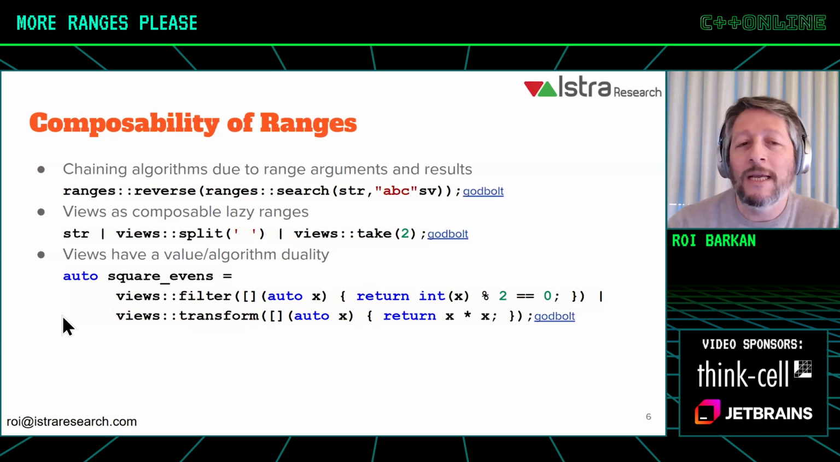So square evens is not something that behaves like a range. I cannot iterate it myself. It's just something that behaves like an adapter. And I can tack it on other types as I work along, as I write my code.